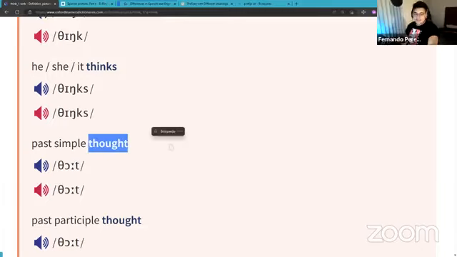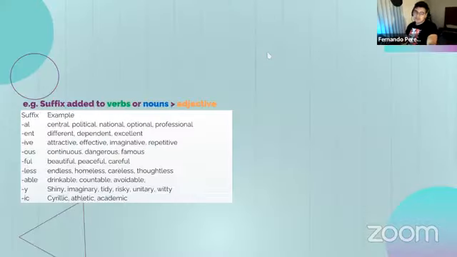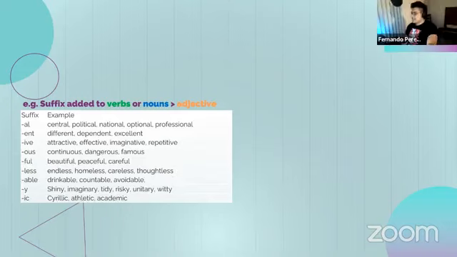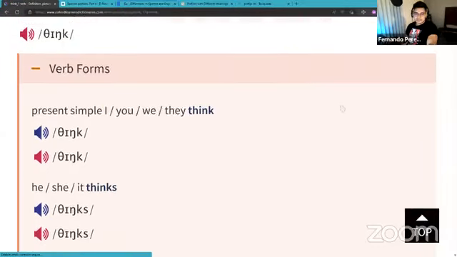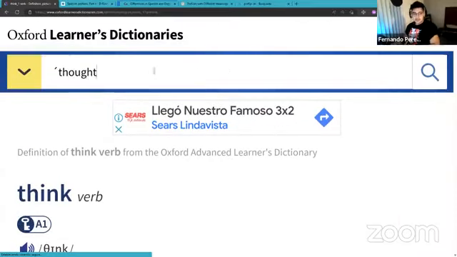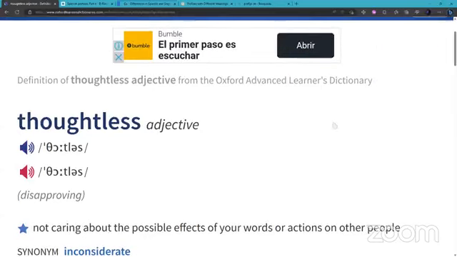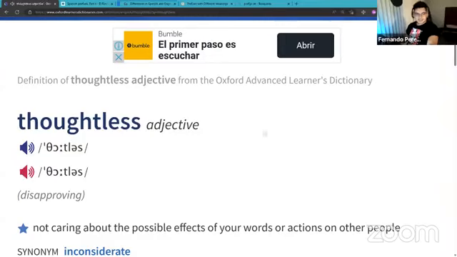So thought is the past of think. A person that is full of thoughts, that has no thoughts, you say thoughtless. Excellent. Very good pronunciation. If we pass it here, we take thought. Let's listen to this pronunciation. Thoughtless. You see? Try to pronounce it. Thoughtless. Excellent. Good job.